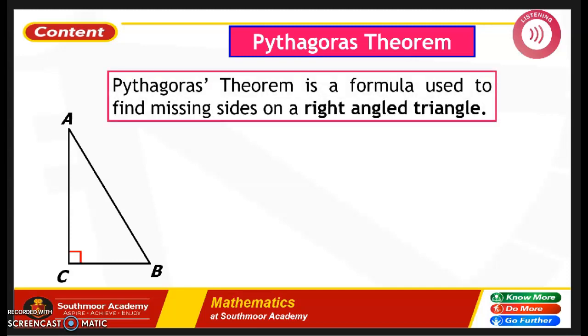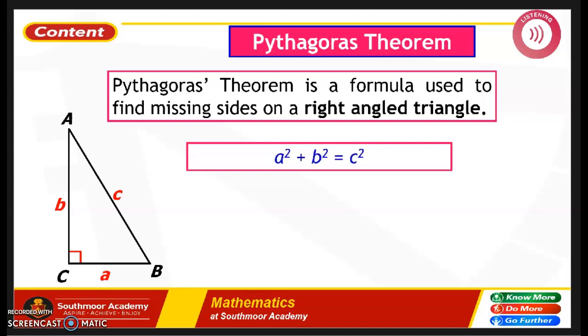So before we begin, Pythagoras' theorem is the formula used to find the missing sides on a right angled triangle. So here we've got a right angled triangle, and Pythagoras came up with the idea of A, B and C, where A and B are the two shorter sides and C is the hypotenuse. So the hypotenuse is always going to be your longer side. Now he said that A squared plus B squared will always equal C squared, okay?